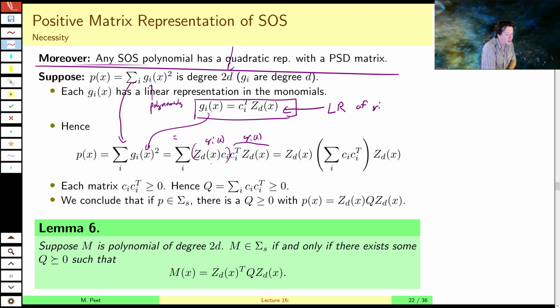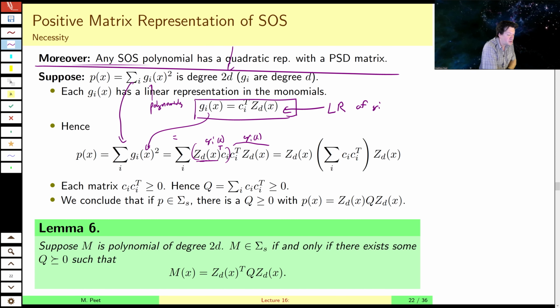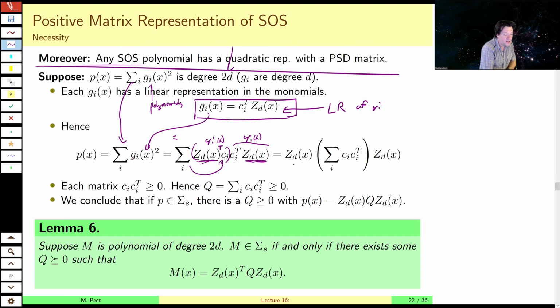Right? And so, actually, there's a transpose there as well. So the sum over GI times GI. And then now what we've got here is this quadratic representation where you have ZD on the left and ZD on the right. So it's the sum of a bunch of these squared representations, but ZD doesn't depend on I, so we can take it outside the summation or bring the summation inside. And so we get, again, ZD of X transpose, the sum of these CI transpose matrices.